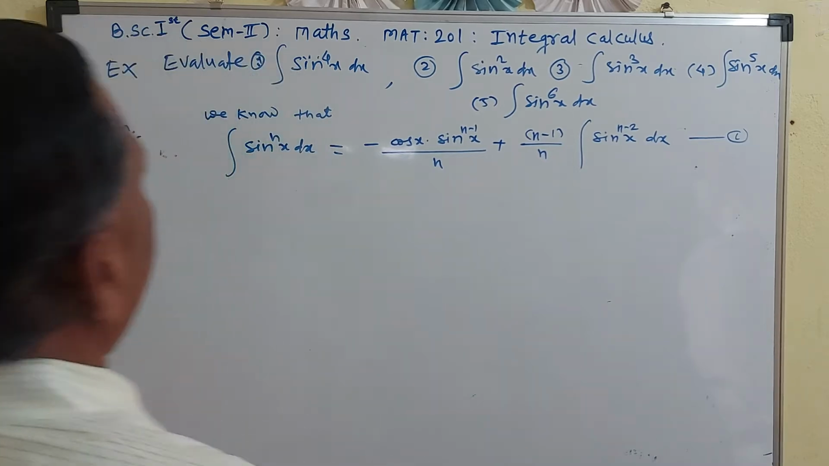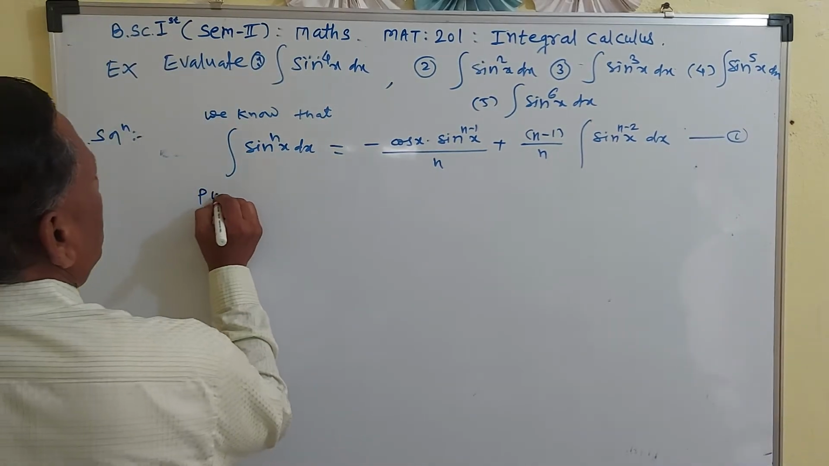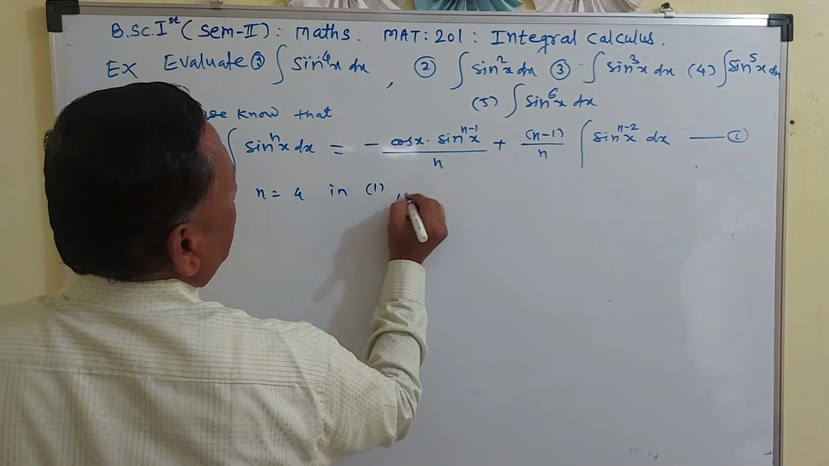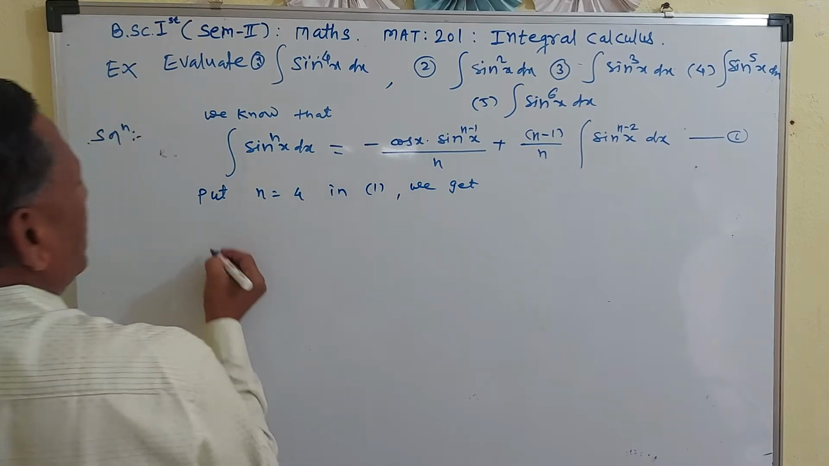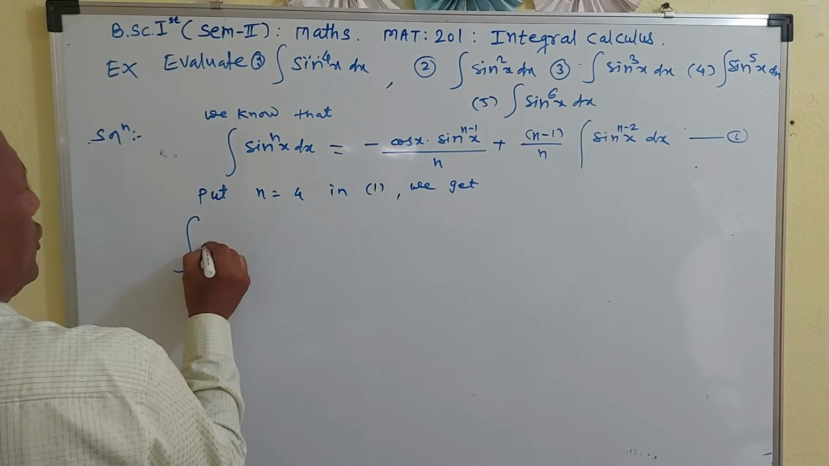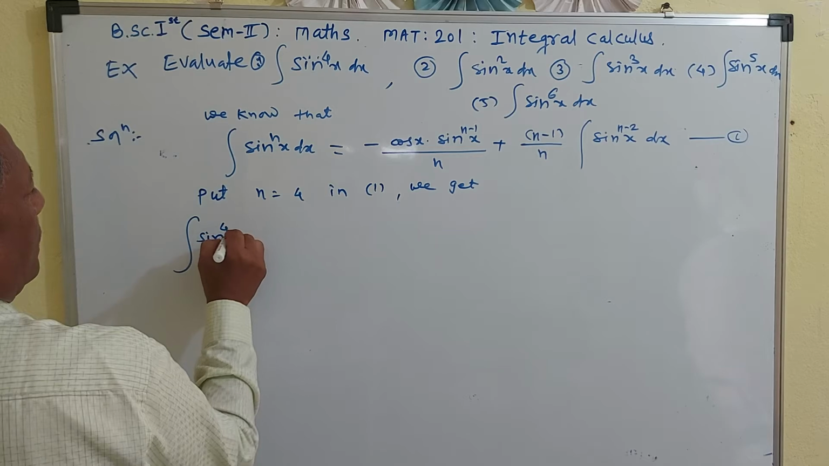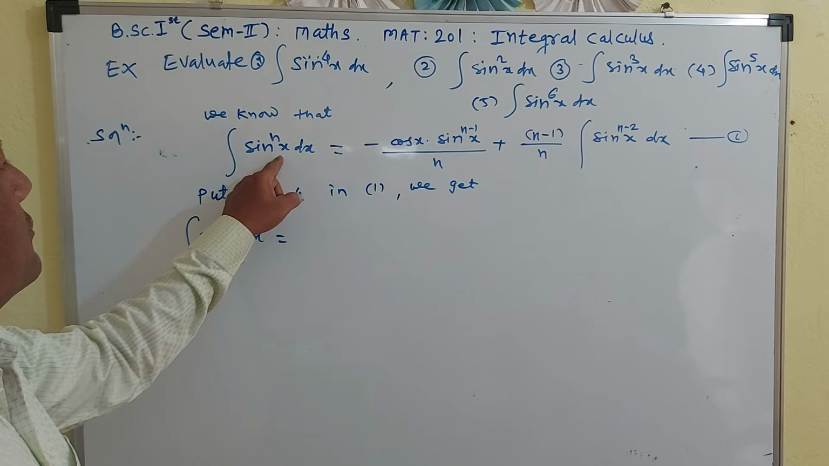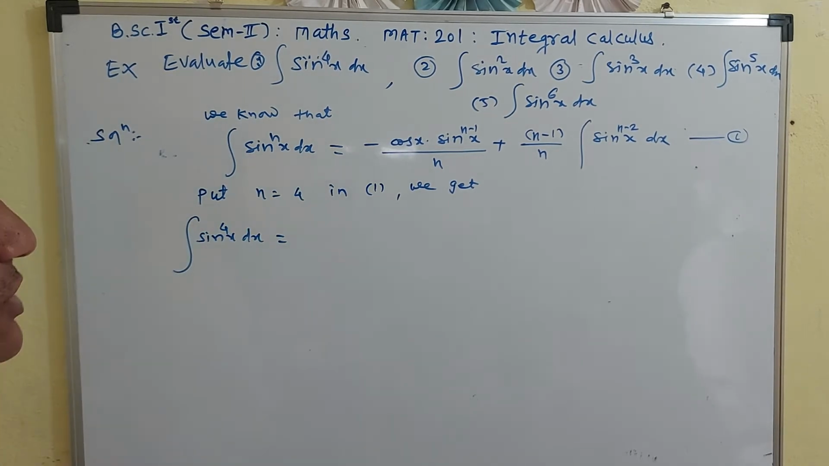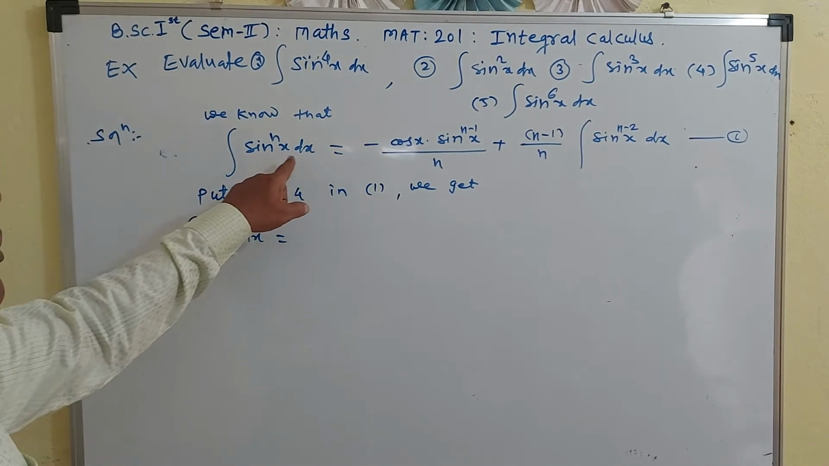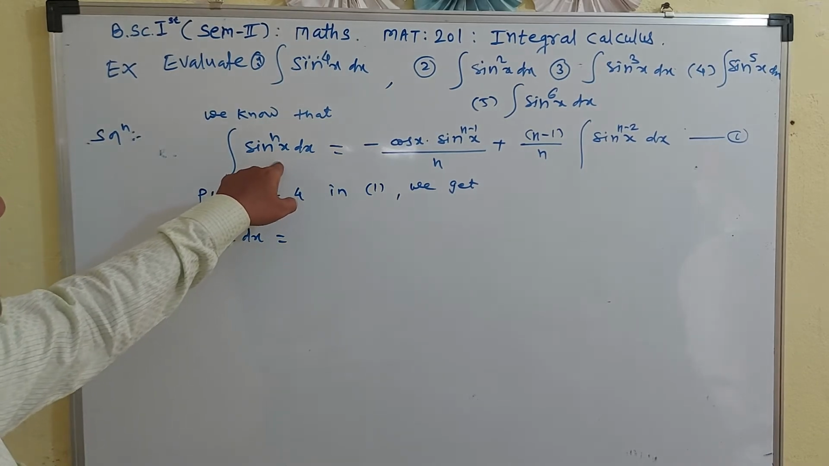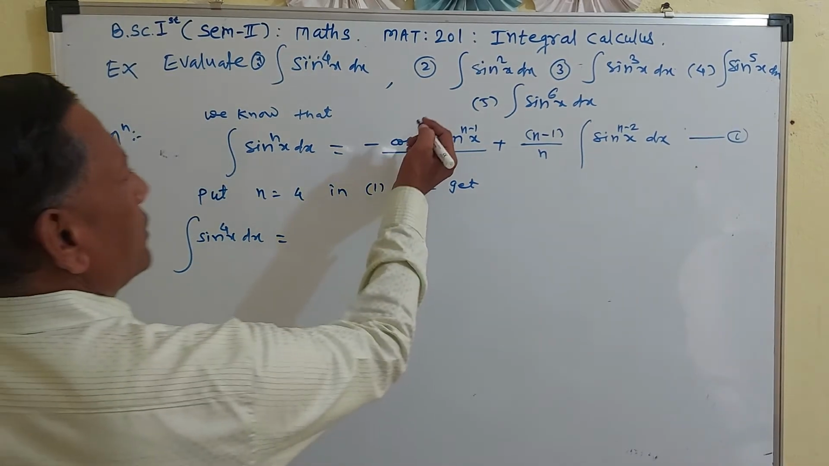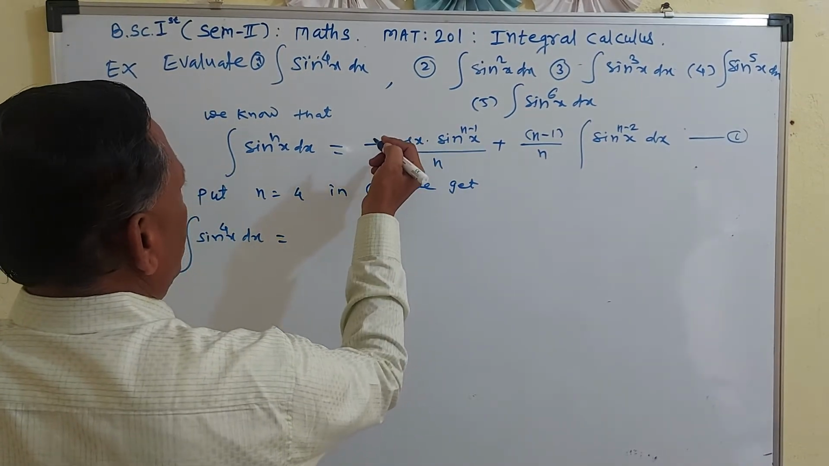Suppose this is number 1. Put n is equal to 4 in 1. What do we get? For n is equal to 4 you get integration of sin^4 x dx. If you put n is equal to 2, you get sin square x dx. If you put n is equal to 3, sin cube x. If n is equal to 5, sin^5 x dx. So equation 1, the reduction formula of sin^n x, is this.